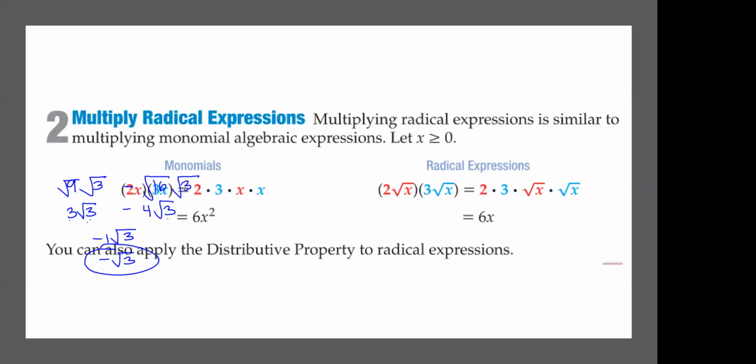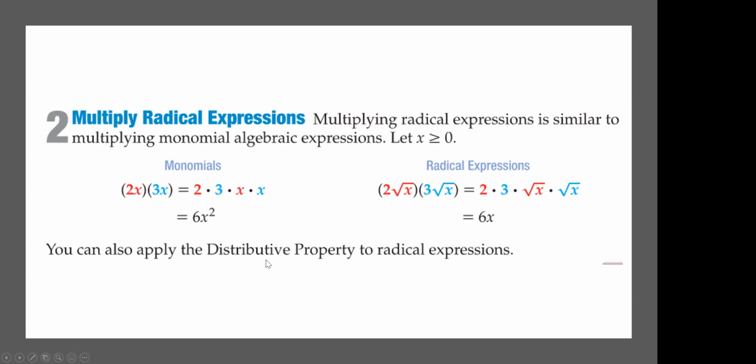All right, next one talks about multiplying radical expressions. Okay. So it's similar to multiplying monomials. So you can multiply the two coefficients in the front, 2 times 3, and then the x times the x. Well, here you can multiply what's in front of the radical, the 2 times the 3, and then what's underneath the radical, which would be x. Okay.